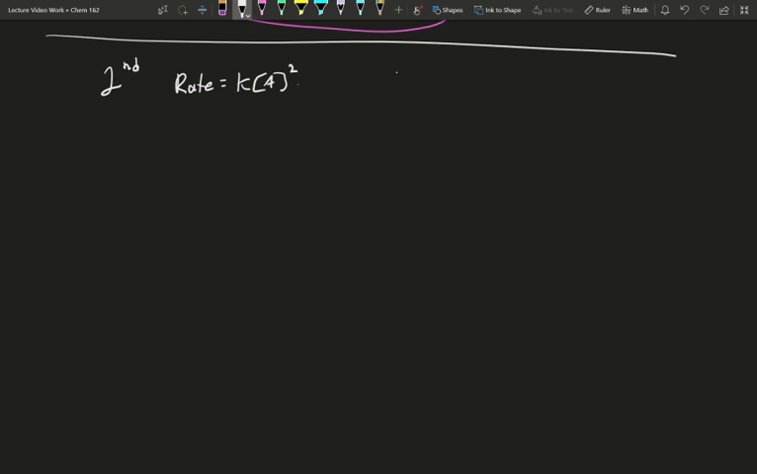In this case, what we end up with is 1 over the concentration at time t minus 1 over the initial concentration must be equal to kt. This also has its own half-life, which is 1 over the constant times the initial concentration. For a second order system, the half-life is actually dependent on the initial concentration of the chemical.